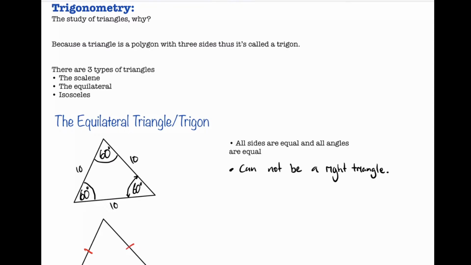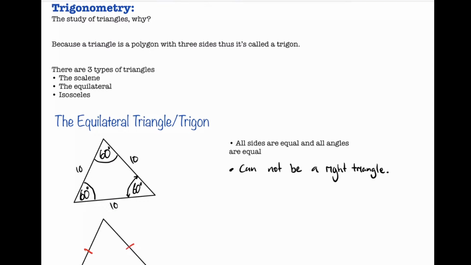In this video, we'll be looking at trigonometry, which is the study of triangles. A lot of times people wonder, why is trigonometry called the study of triangles? That's simply because a triangle is a polygon with three sides, right? Thus, another name is actually a trigon. So when you think about it, the study of trigons is called trigonometry. And since a trigon is a triangle, the study of triangles is also called trigonometry, right?